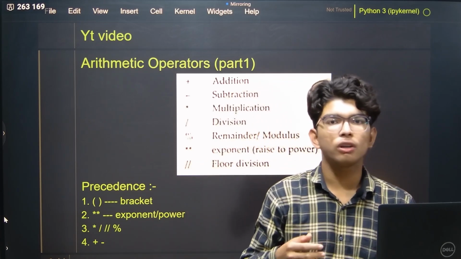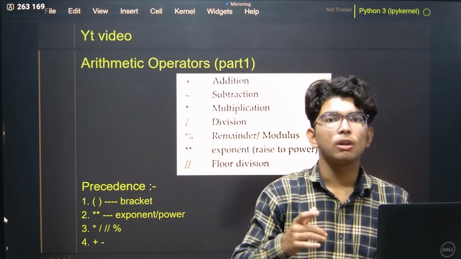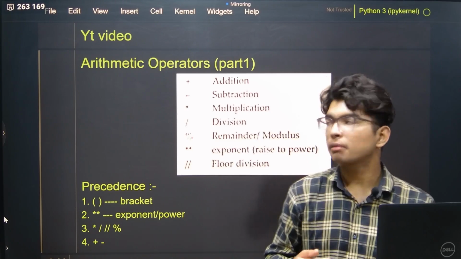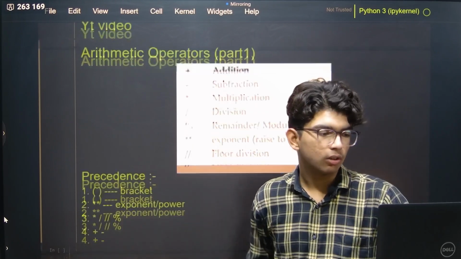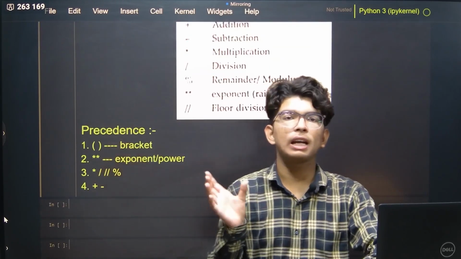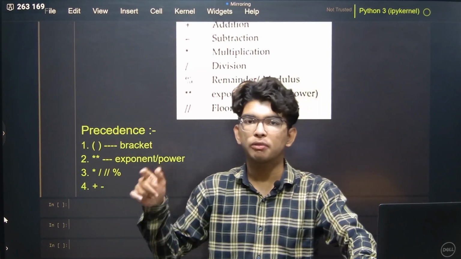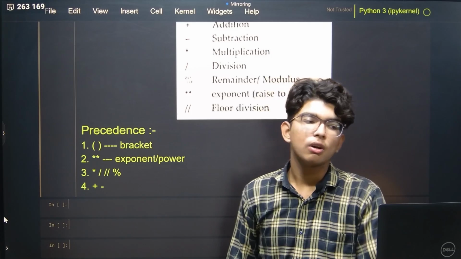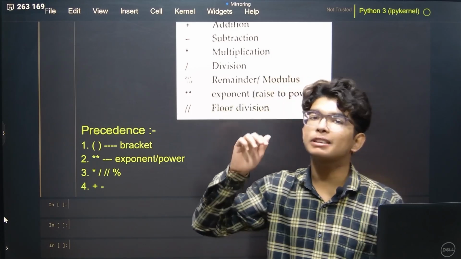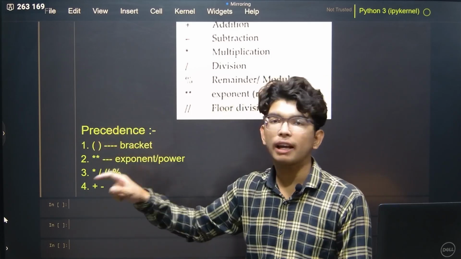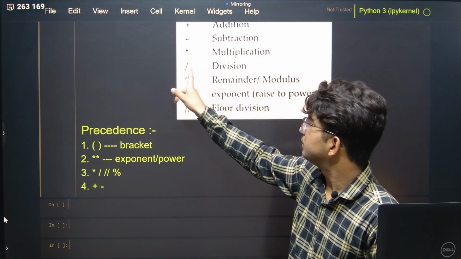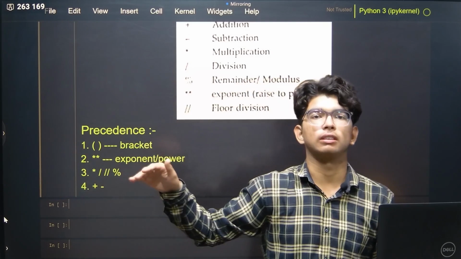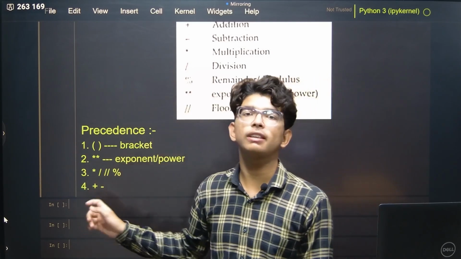In maths, we have the BODMAS rule: brackets, of, division, multiplication, addition and subtraction. In Python programming, we have this precedence. First, we have brackets. If we have a computation in a bracket, the bracket will happen first. Then we have exponent or power, which has the highest priority after brackets. After that, these 4 things, division, multiplication, remainder and floor division, have the same authority. And then lastly we have addition and subtraction.